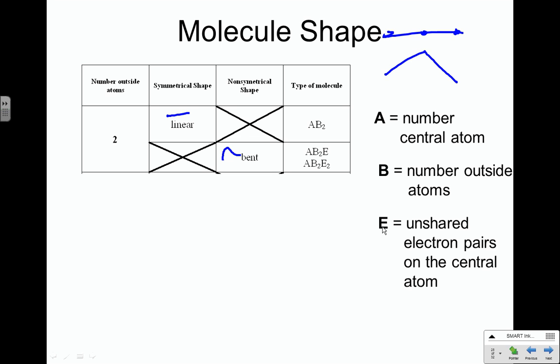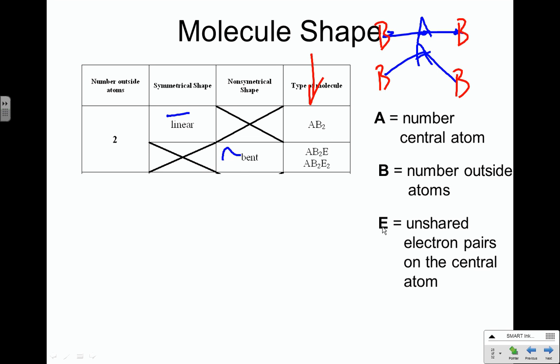So in the pictures I drew up here, this would be my A, what is in the middle, and my B's would be what I've got on the outside. So in both these situations, I've got 2 atoms on the outside. That's why I refer to these as AB2 situations. Looking at the type of molecule column here, this is really what I call my cheat code.